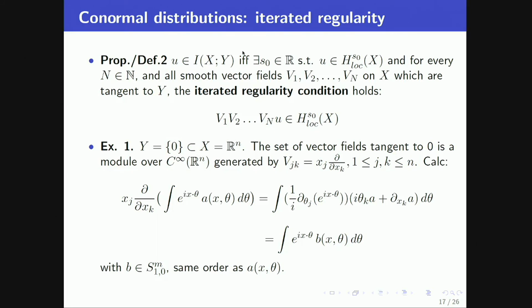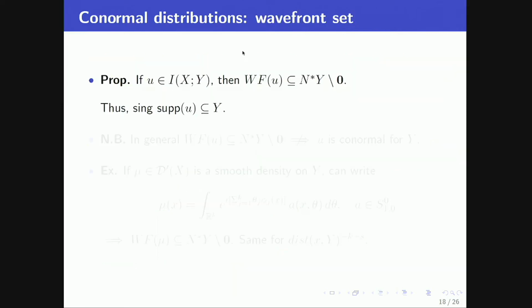Okay, so we have these two different characterizations of conormal distributions. And now let's discuss the wavefront sets of conormal distributions. So there's a proposition which says that if you have a distribution conormal for Y, then its wavefront set is contained in the conormal bundle of Y. And again, I'm deleting the zero section because the wavefront set is defined as a subset of the cotangent space minus the zero section. Okay. Therefore, projecting down, you get that the singular support of u is contained in Y.